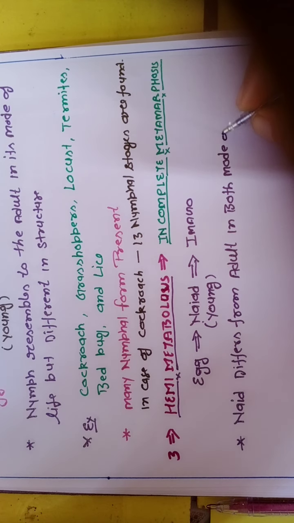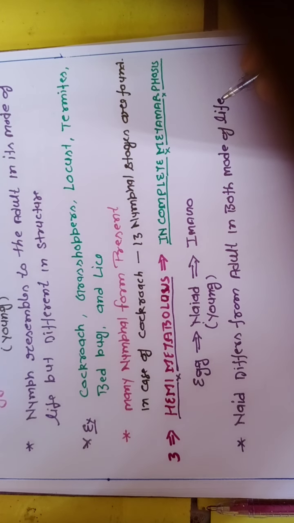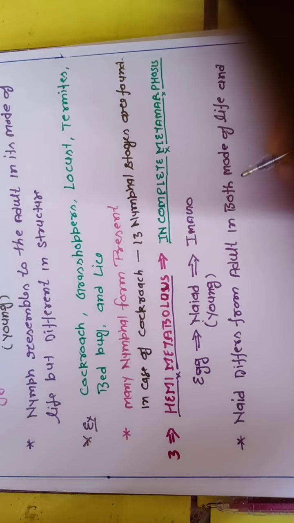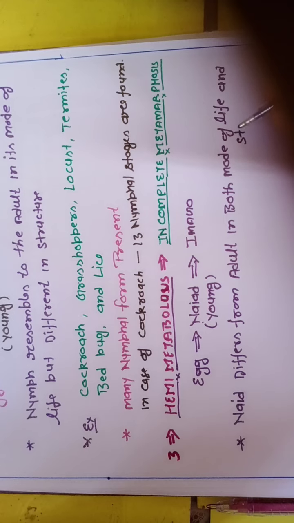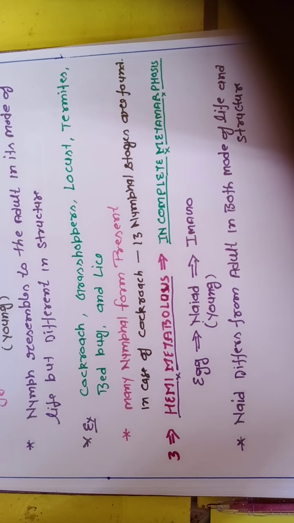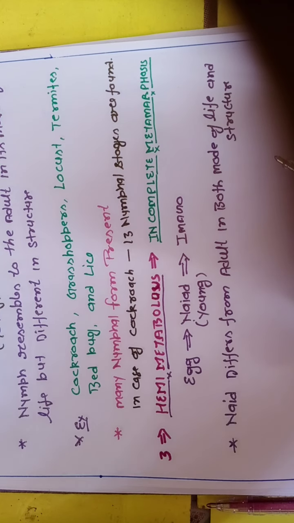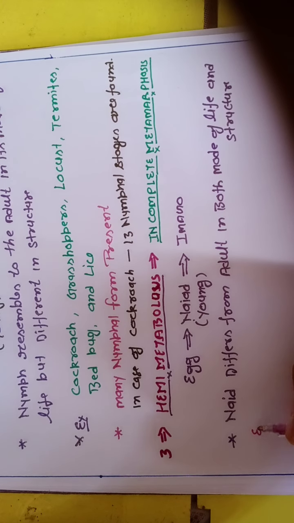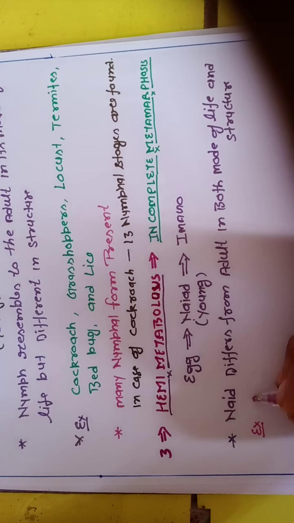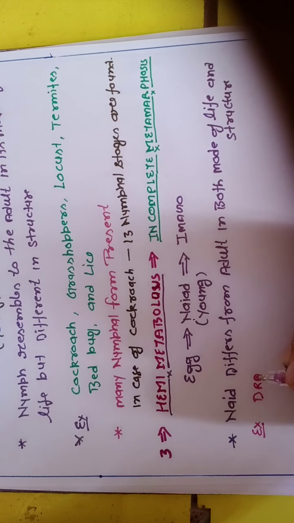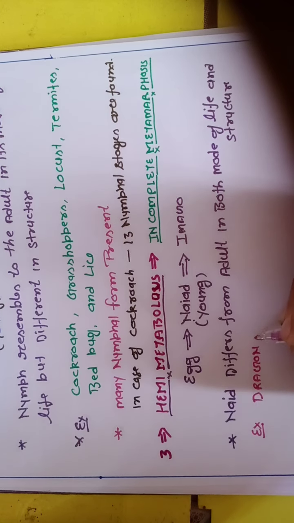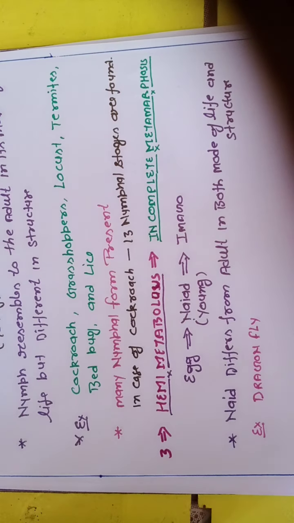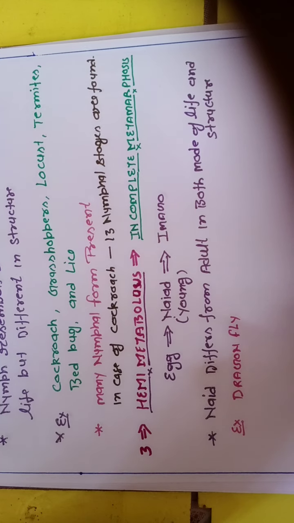Both mode of life and structure. It means their structure and mode, both things are different. Okay, here is an example. A very good example here: the dragonfly. This is the example of hemimetabolous or incomplete type of metamorphosis.